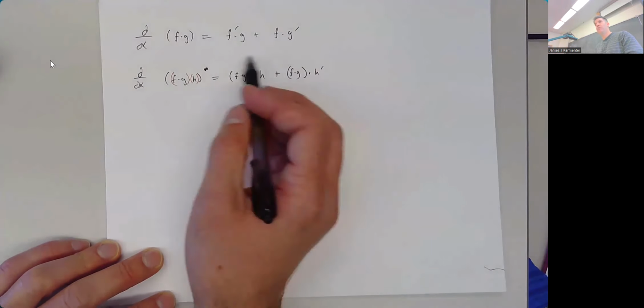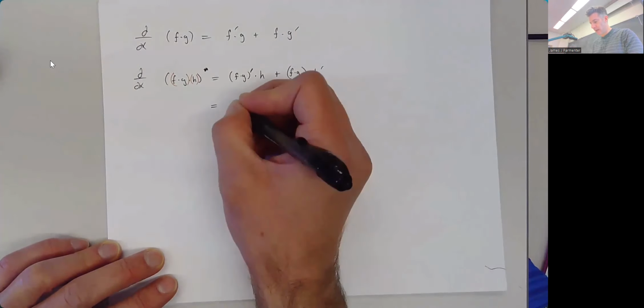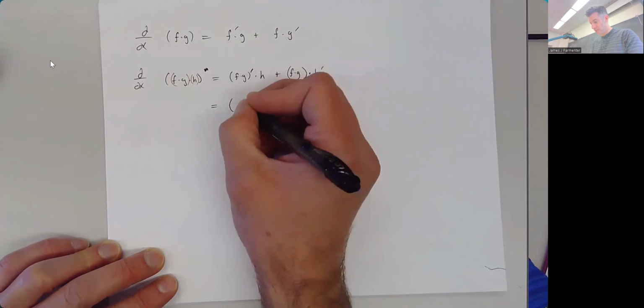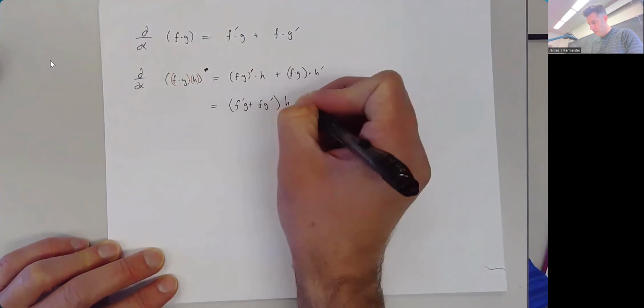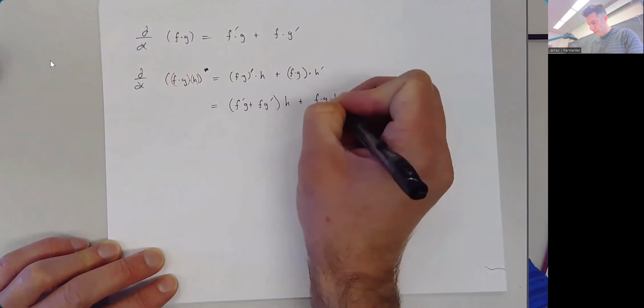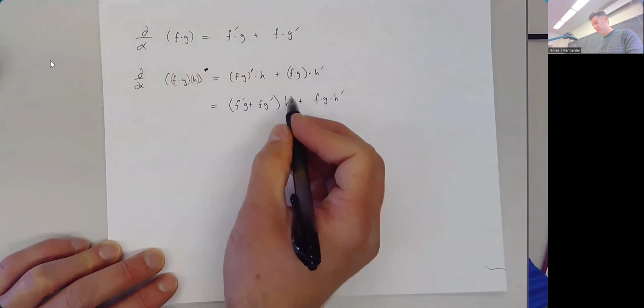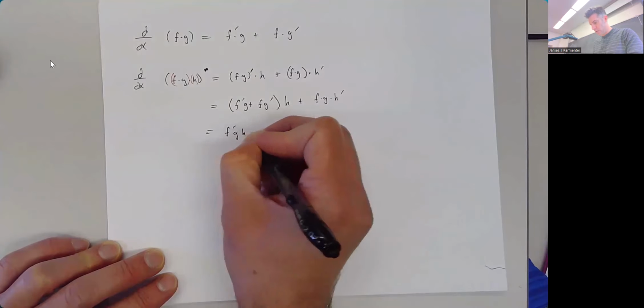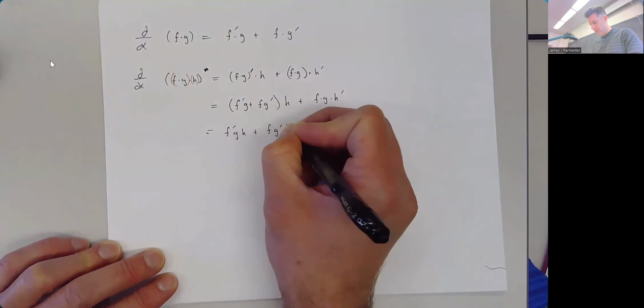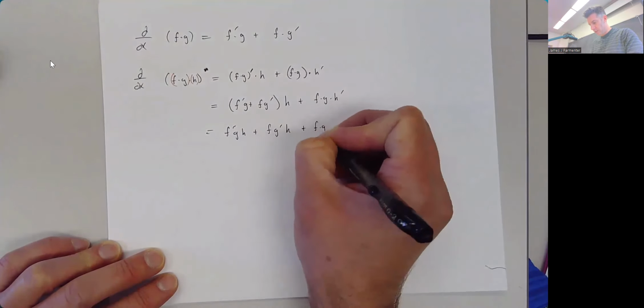Oh, it's right there. So we can re-expand this as, well, the derivative of f times g is f prime g plus f g prime, all times h, plus f times g times h prime. And then if we expand this out by multiplying the h through, we get f prime times g times h plus f times g prime times h plus f times g times h prime.